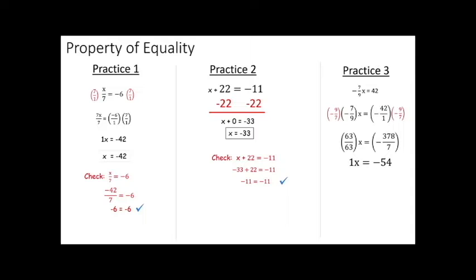And simplify. 1x equals negative 54. Multiplying by 1 does not do anything. And there is the check.